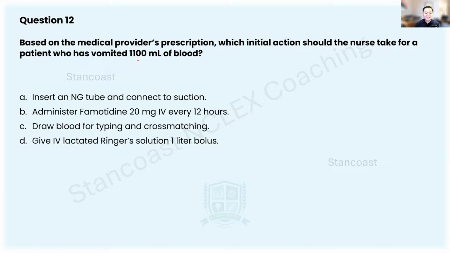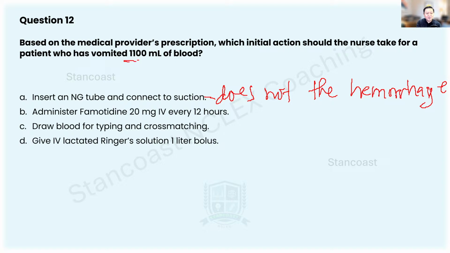Letter A, insert a nasogastric tube and connect to suction. Yeah, the insertion of a nasogastric tube may be necessary later on for maybe a diagnostic procedure, but it's not going to treat the hemorrhage. Does not treat the hemorrhage. One liter, 1,100, that is quite a large volume. 1 liter of blood, that's scary, guys.